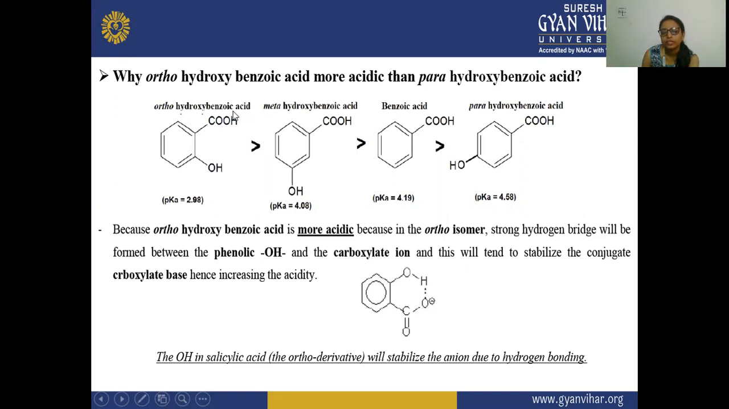That is why there is an increase in acidity in this ortho isomer. Here you can see this is salicylic acid, and this is a carboxylate ion, and there is hydrogen bonding between this H and this O. So the OH in salicylic acid, the ortho derivative, stabilizes the anion due to the hydrogen bonding.